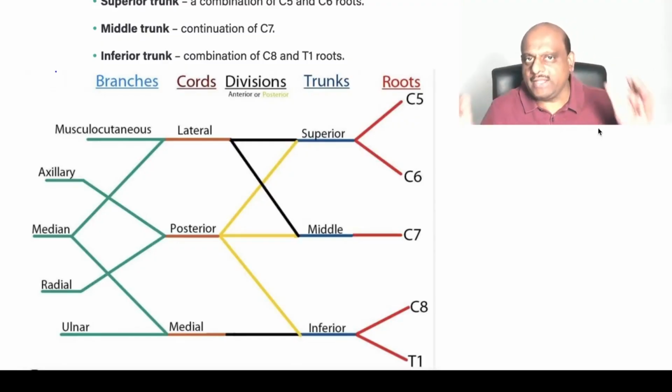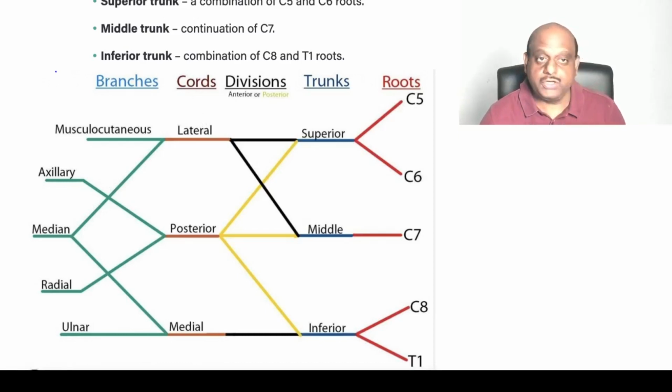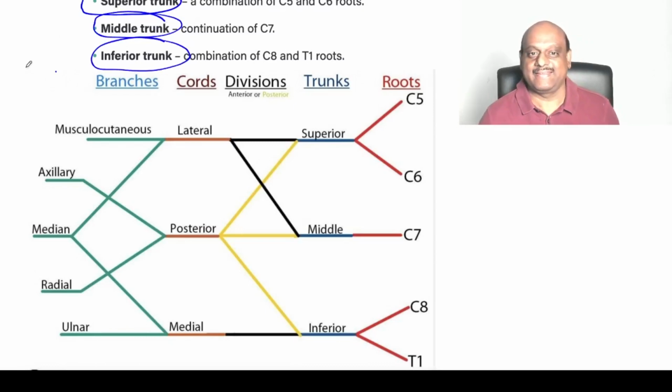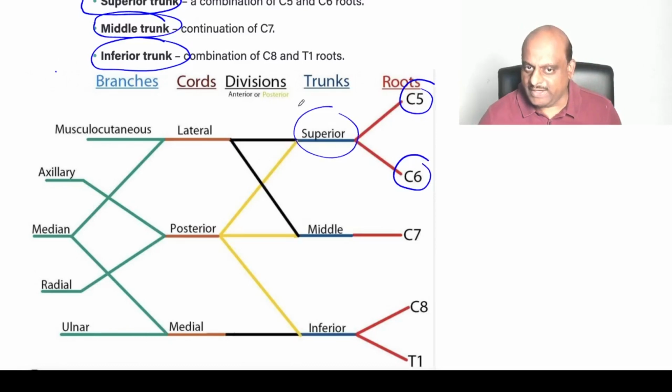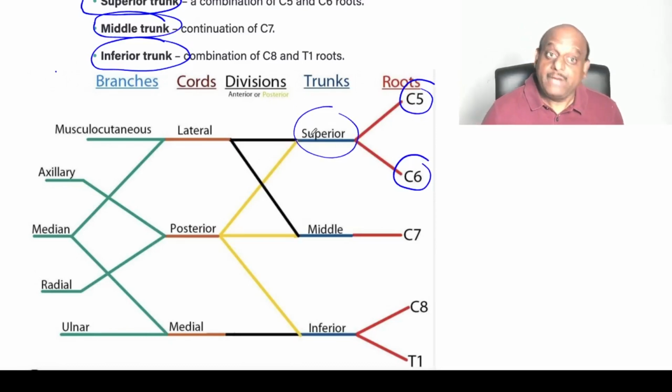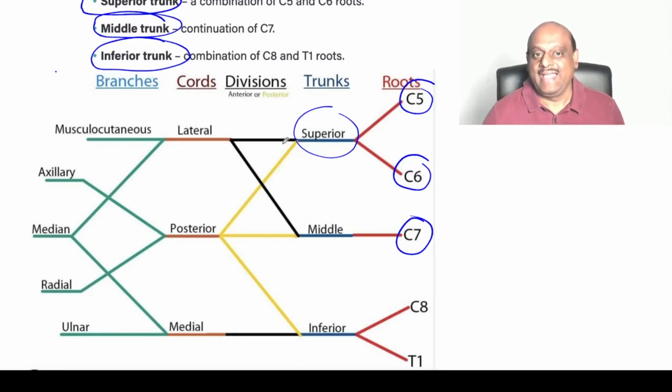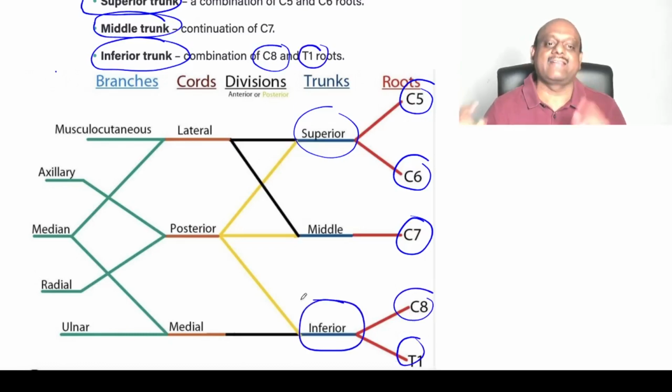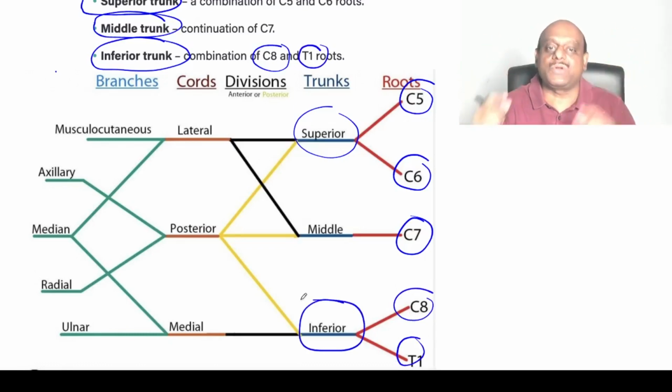Now, if you look at the brachial plexus, you should know superior trunk, middle trunk, and inferior trunk. C5, C6 combine to form the superior trunk. Middle trunk, it is the continuation of the C7, and the combination of the C8 and T1 become the inferior trunk. That is what you need to remember.